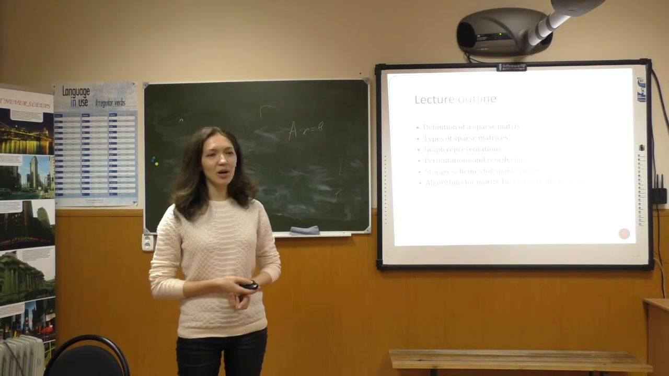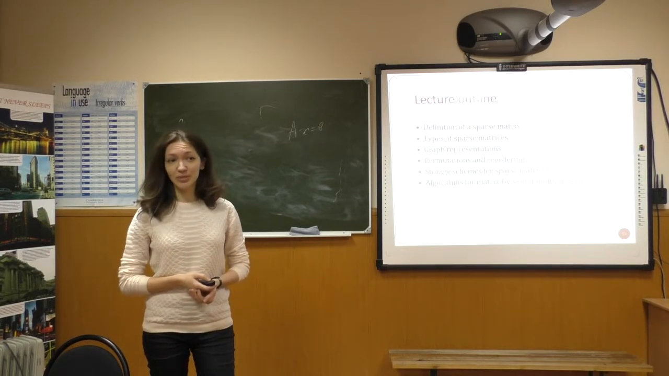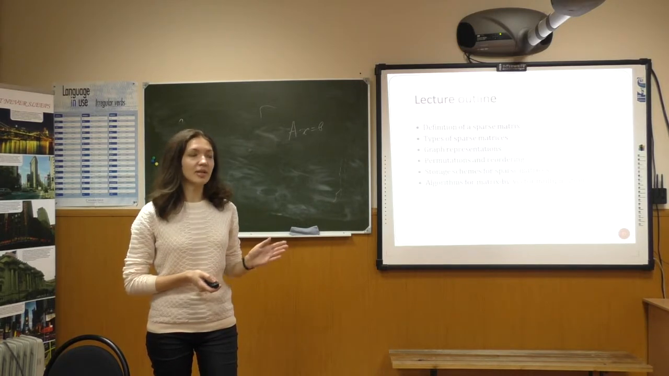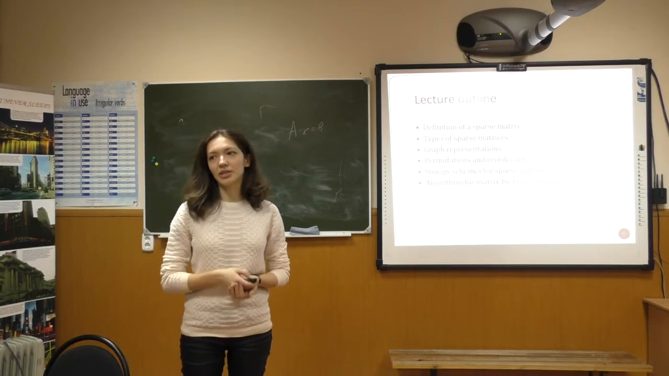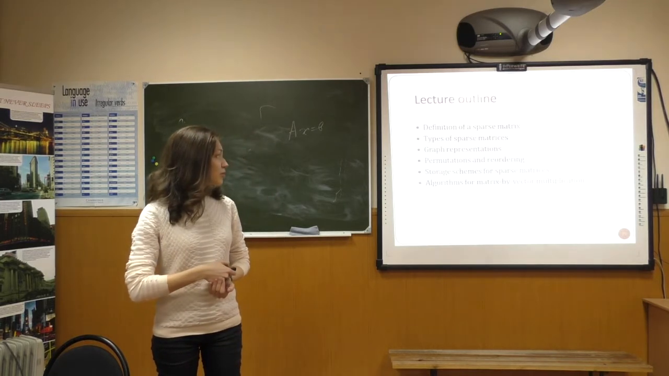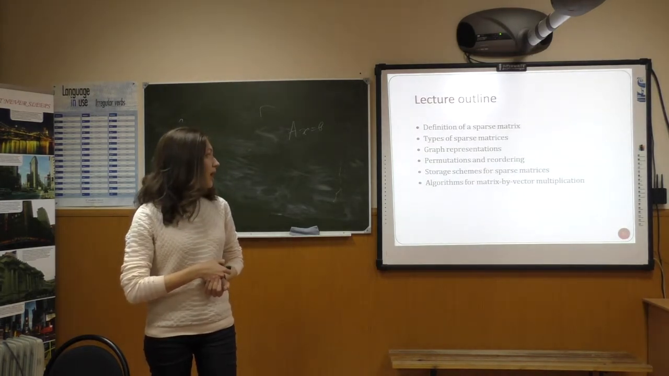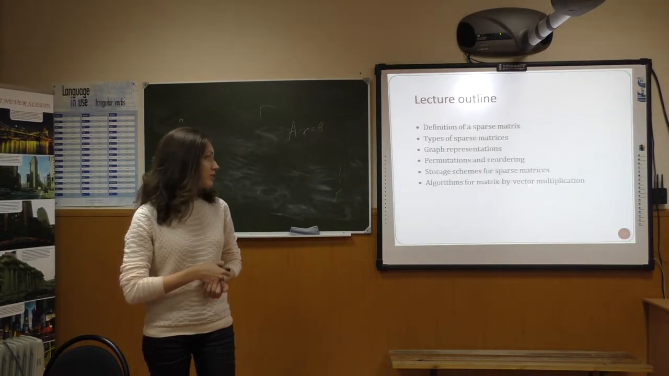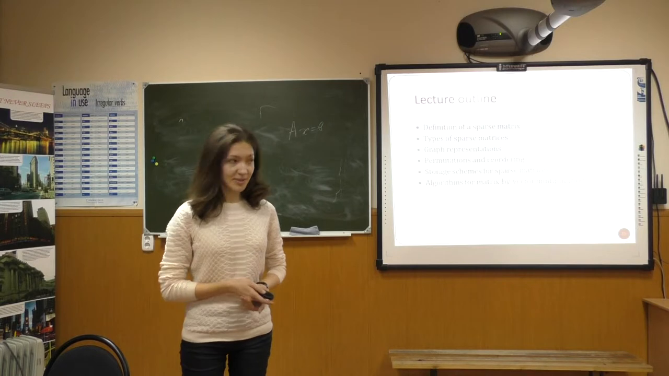So, lecture outline. In this lecture, I will give you a definition of sparse matrix. I will describe types of sparse matrices and give graph representations. We will also learn about permutations and reordering and what it is used for. The most important thing is that we will consider the storage schemes for sparse matrices and the algorithm for matrix by vector multiplication for matrices which are stored in these sparse formats.